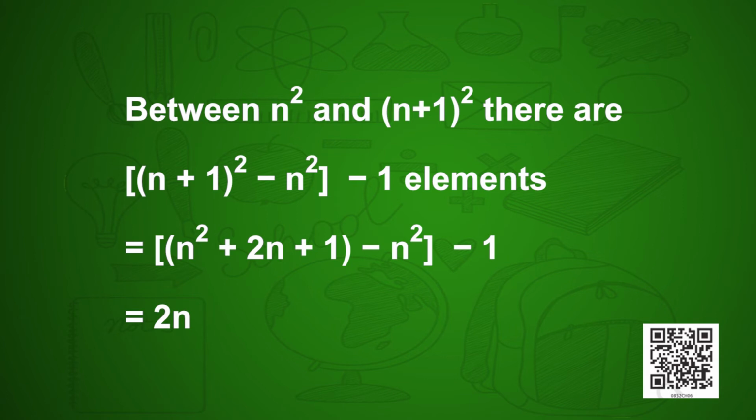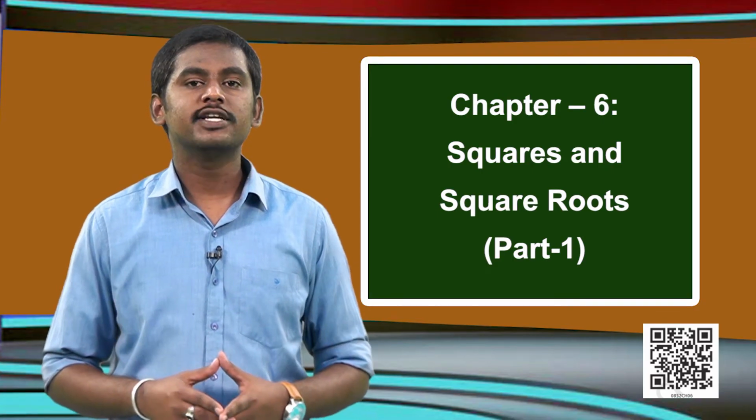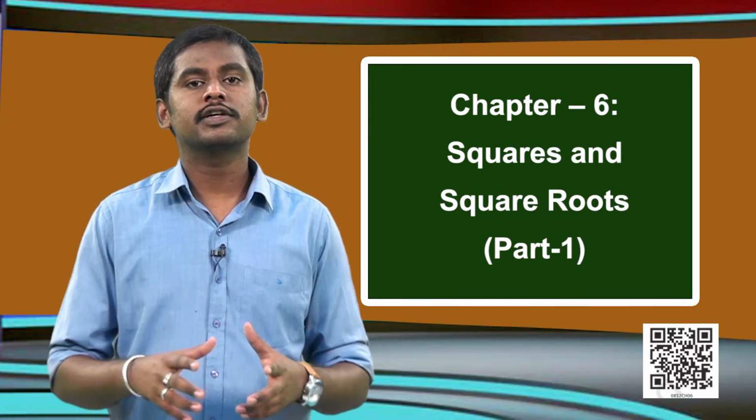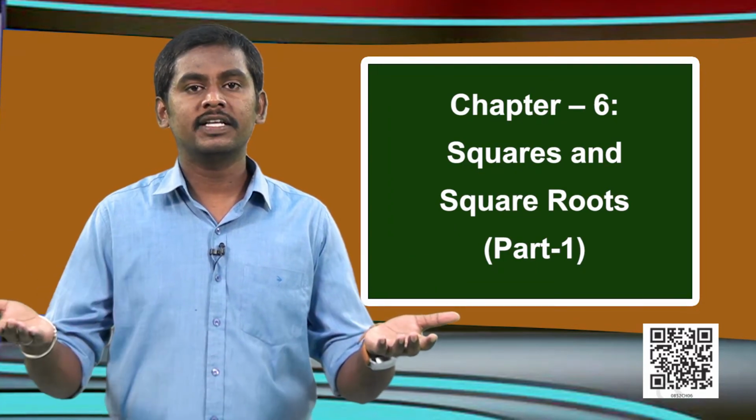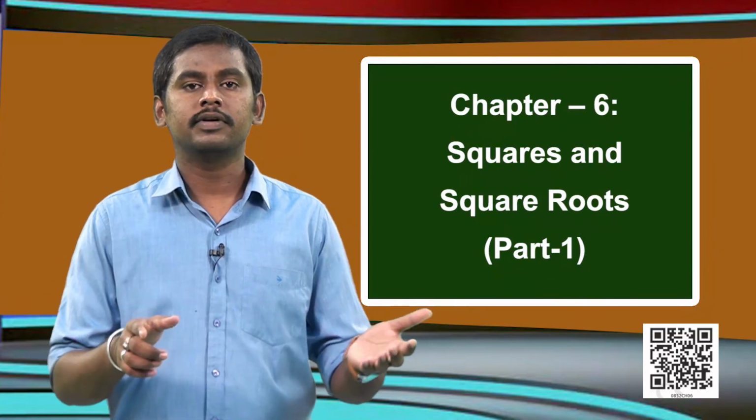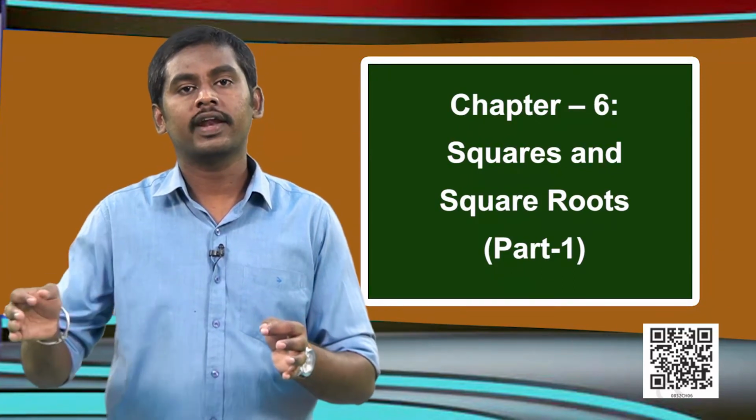So, if we try to simplify this, we get n square plus 2n plus 1, because (n plus 1) whole square is nothing but n square plus 2n plus 1, and we are left with minus n square and minus 1. So, we can cancel n square and minus n square, we can cancel 1 and minus 1. So, we are left with 2n there. Students, we had observed that whenever we have the squares of two consecutive numbers, that is n square and (n plus 1) whole square, in between these numbers we have 2n non-square numbers.